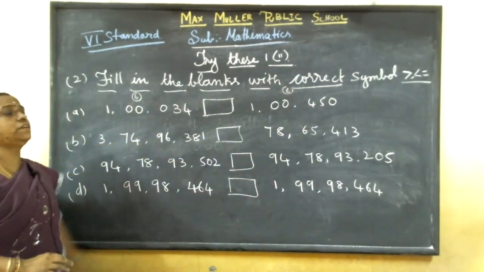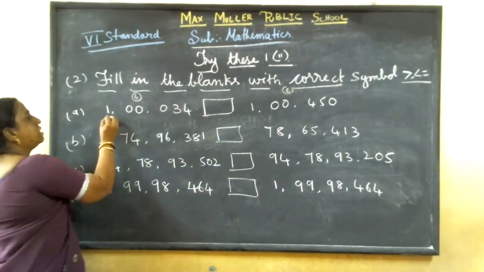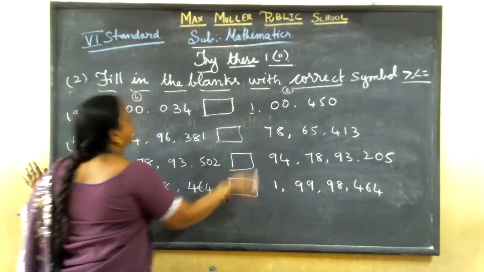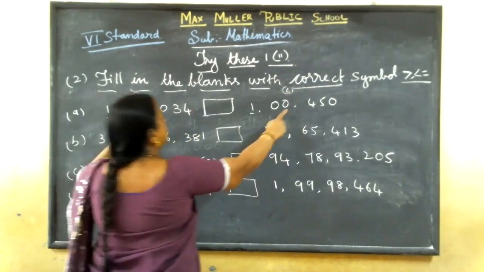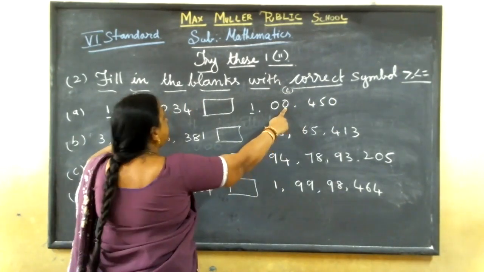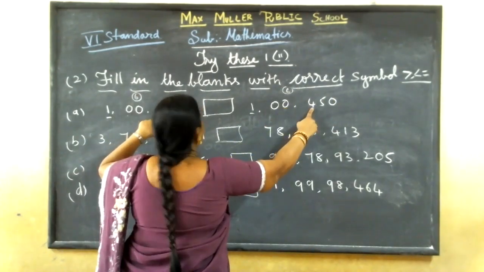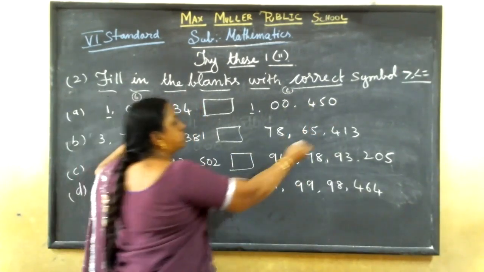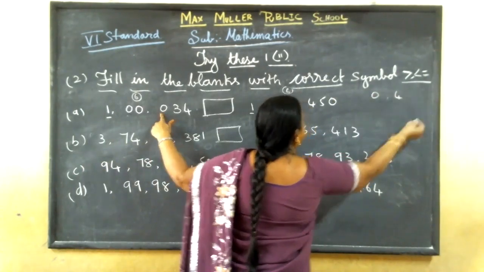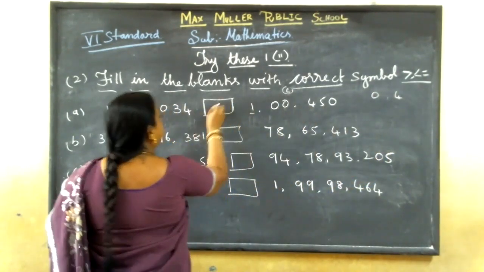If digits are equal, you should go to the highest place. Here the highest place is 1, here also 1. Then next highest 0, 0, both equal. Next 0, 0, also equal. Now you go to the hundreds place: 0 and 4, which is greater? 4 is greater. So obviously this is greater than this.